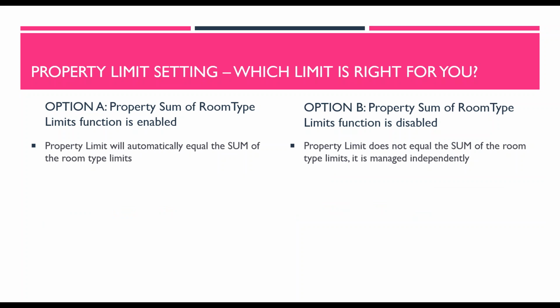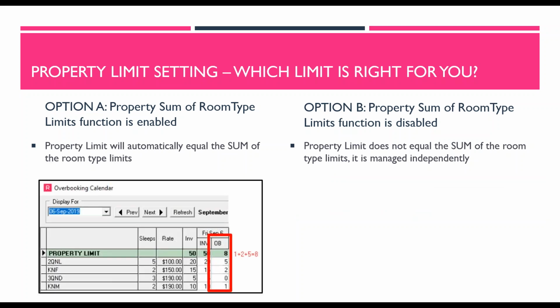Now, a side-by-side comparison of these two options when we are viewing the overbooking calendar reveals the mathematics that are in play behind these settings. So in option A, when the property sum of room type limits is enabled, the property limit will equal the sum of the individual room types. We can see that here represented in the OB, or overbooking, column within the overbooking calendar.